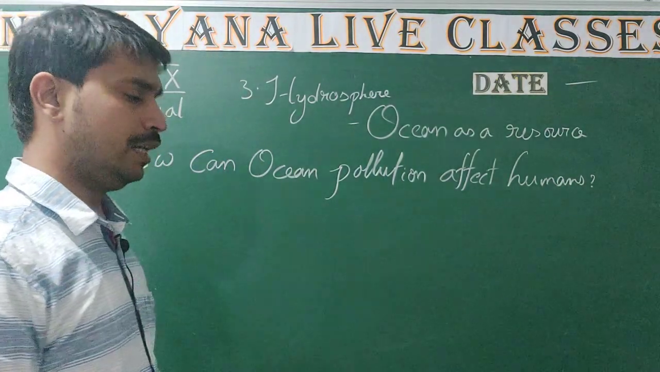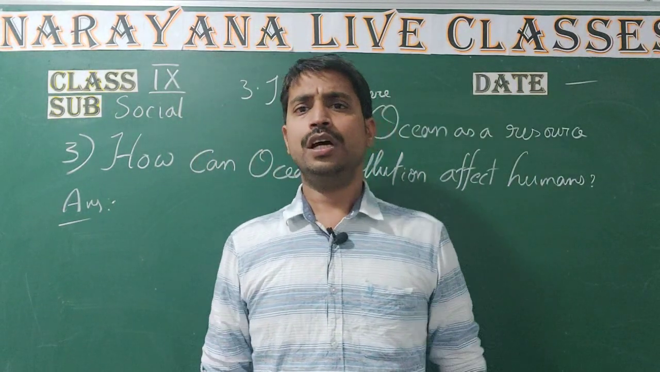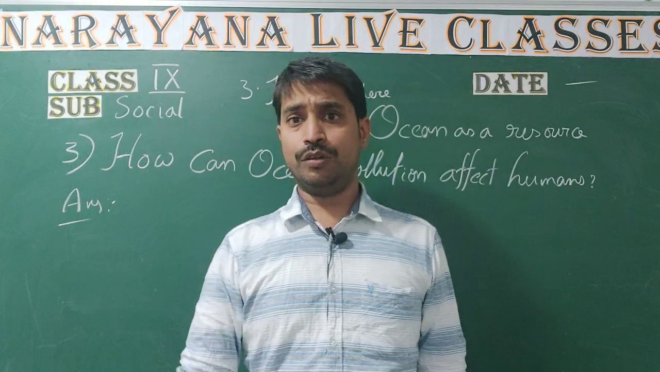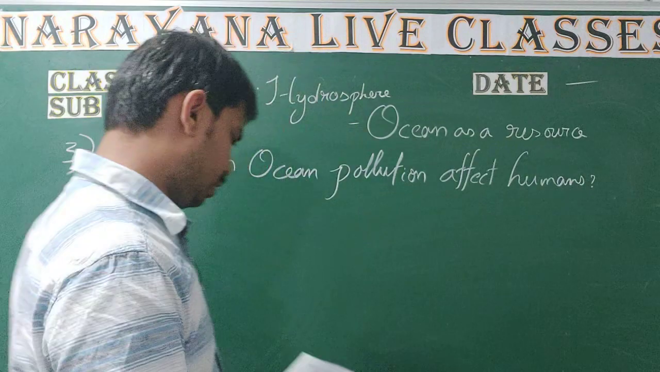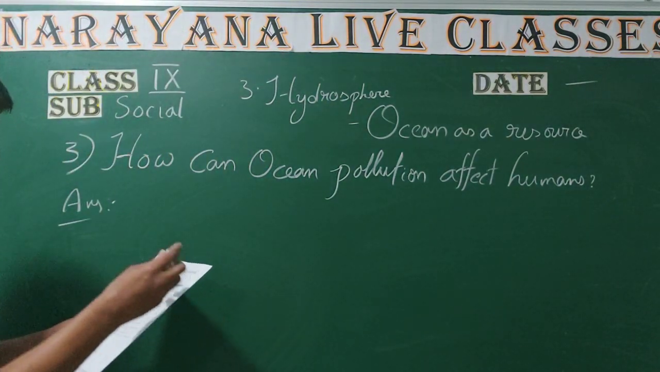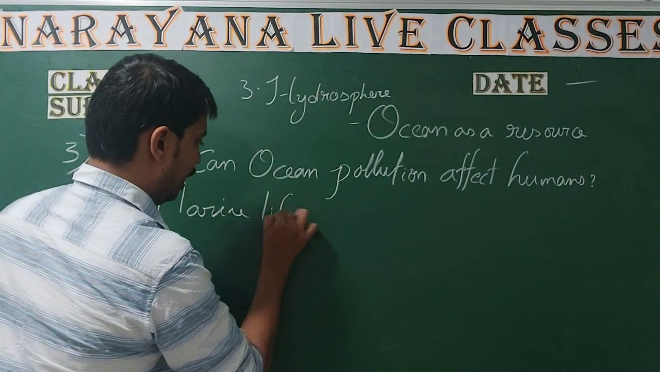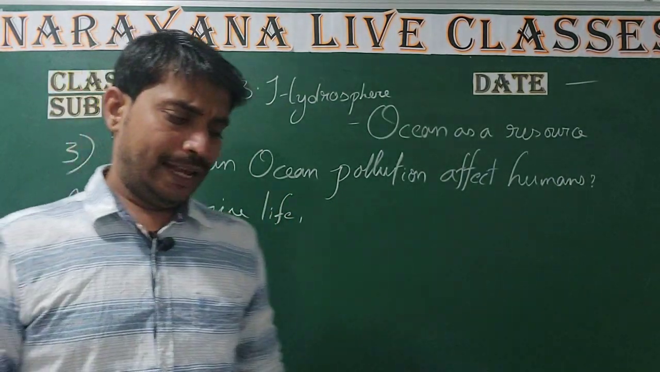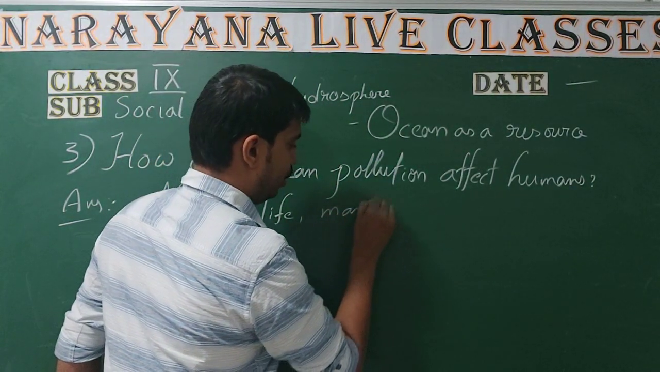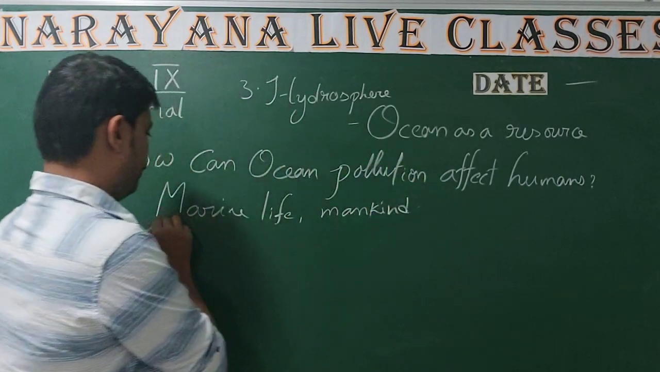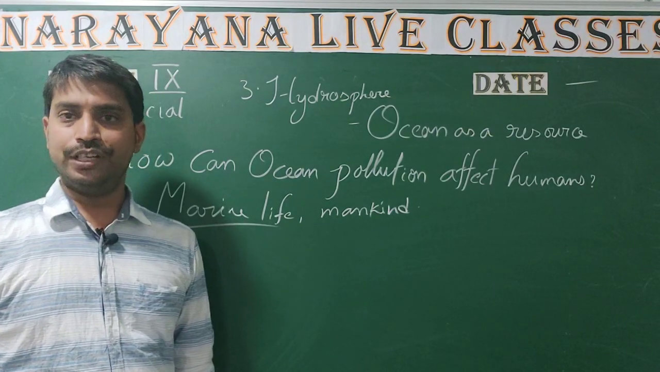So coming to water pollution, what are we doing, not only nearby the oceans, children, just imagine in front of our house surroundings. We are wasting water. We are mixing it with some unknown chemicals. Clear, children? So here, the answer is that pollution does not only affect marine life and their environment. It also affects mankind. What is marine life? Marine life means the living things which are completely dependent upon the oceans, like fishes.